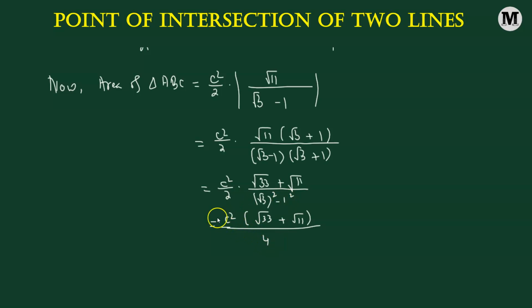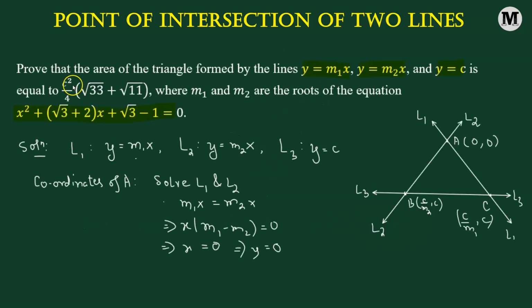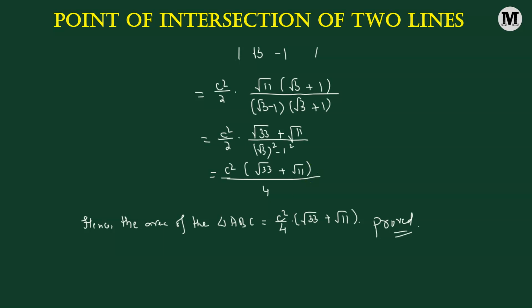So we have finally obtained, hence the area of the triangle ABC is equal to c squared over 4 multiplied to square root of 33 plus square root of 11. We have successfully verified it. So that's equal to c squared over 4 times square root of 33 plus square root of 11, and that's exactly what we have obtained. Hence proved.